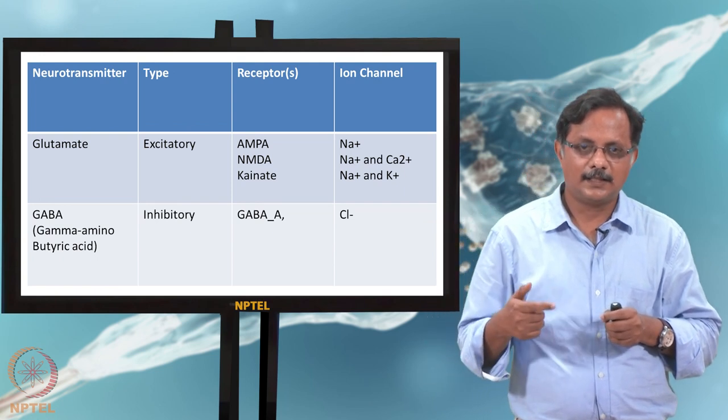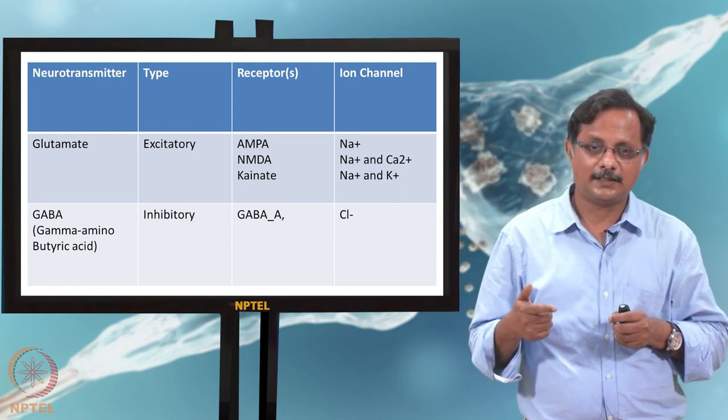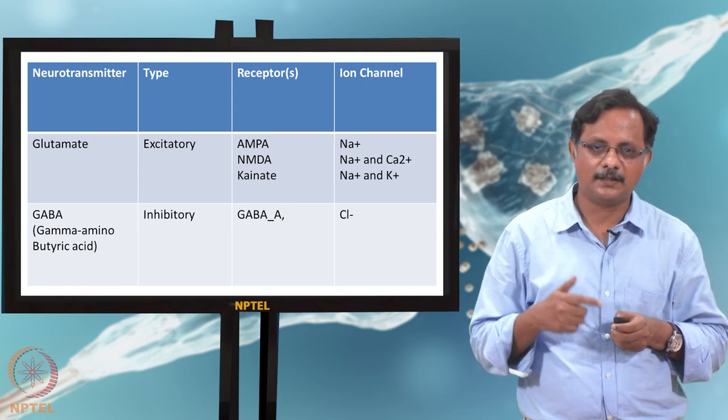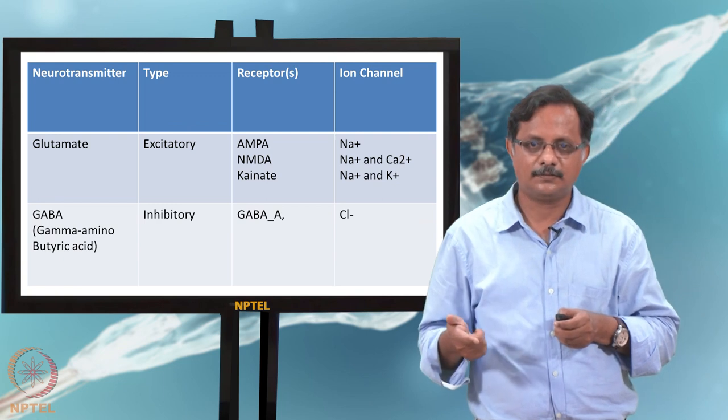And GABA is an inhibitory neurotransmitter. It has an ionotropic receptor which is GABA A. And when this binding event takes place between GABA and GABA A, it opens chloride channels.